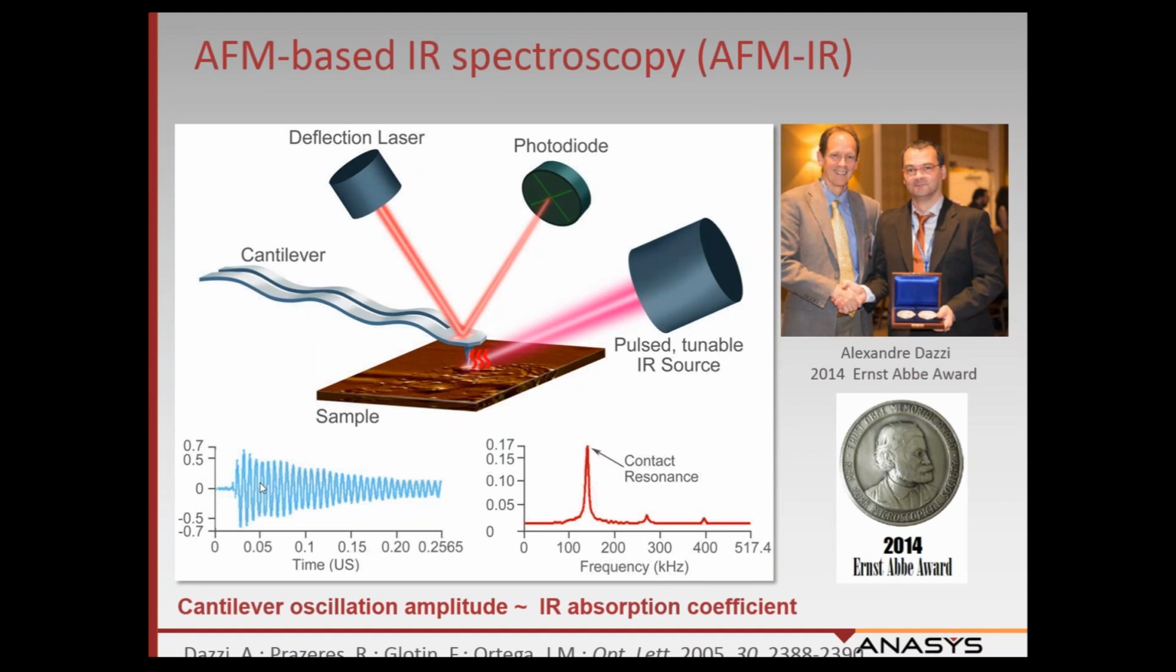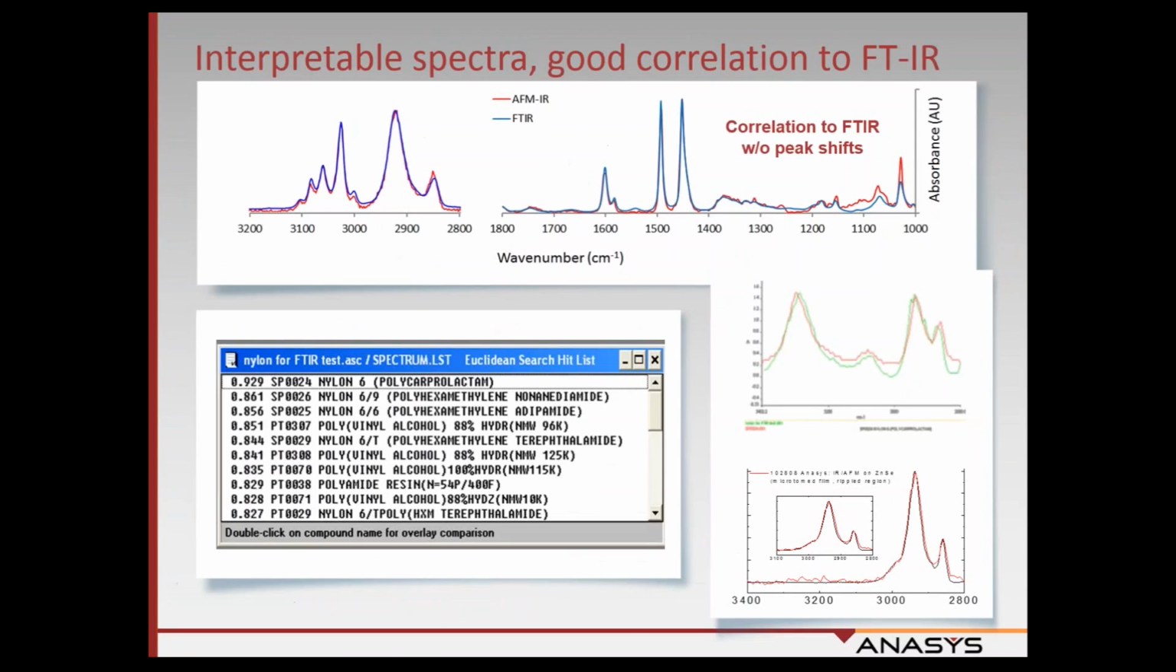And essentially what happens is we have an AFM in which the tip is in contact with the surface of the sample. We have a pulsed tunable infrared source, and the light of that tunable infrared source is directed at the probe location. We pulse the source. This causes some heating and expansion, which then induces an oscillation in the AFM cantilever, and it's shown here, this resonant oscillation of the AFM cantilever.